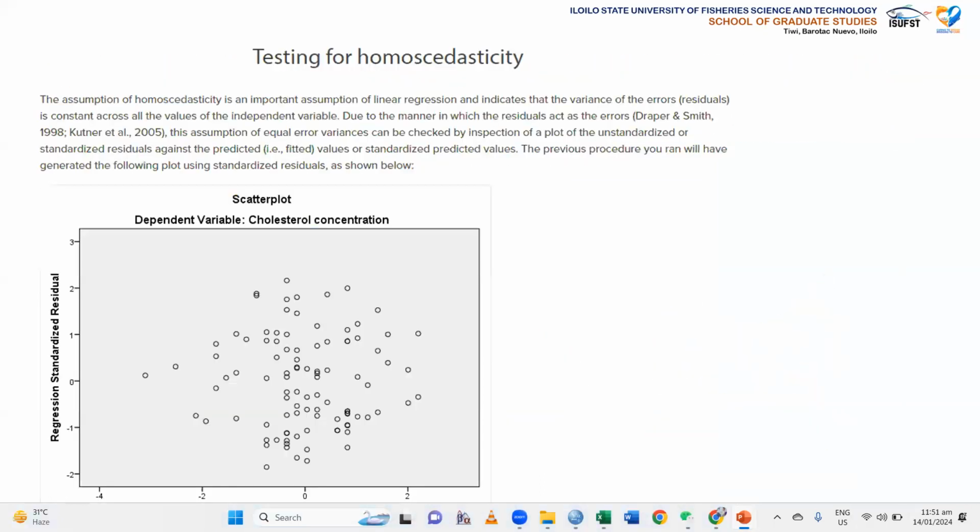Now, testing for homoscedasticity. The assumption of homoscedasticity is an important assumption of linear regression and indicates that the variance of the errors or residuals is constant across all the values of the independent variable. Due to the manner in which the residuals act as the errors, this assumption of equal error variances can be checked by inspection of a plot of the unstandardized or standardized residuals against the predicted. The previous procedure you ran will have generated the following plot using the standardized residuals.